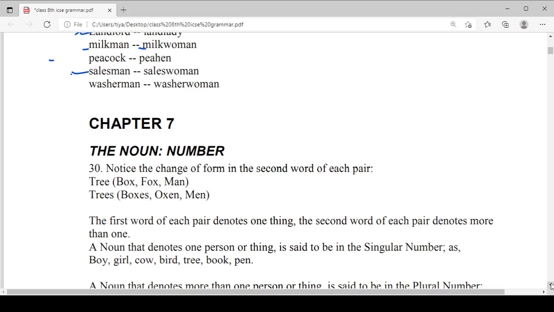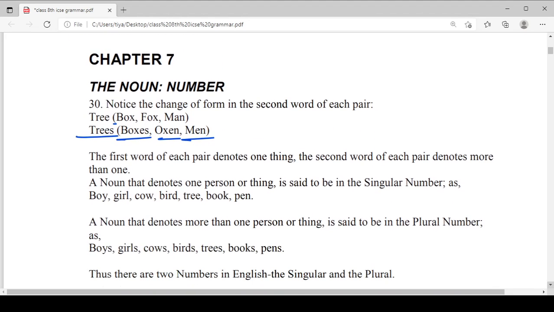Okay, so now we have again the noun with the number. Just have a look at what the noun with number is. Notice the change in the form of the second word of each pair: box, boxes; man, men; tree, trees; ox, oxen. The first word of each pair denotes one thing. The second word of each pair denotes more than one. Like box is singular, boxes denotes more than one.